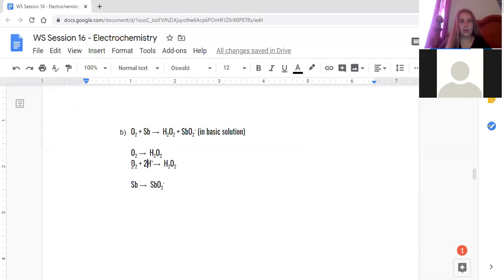But then we look at this and we have to make sure our charge is equal because all of our elements are equal. So we have overall charge of positive 2 here because we have 0 plus 2 positive 1. So positive 2 here and 0 here. So we're going to have to add electrons to this side to decrease its charge to match the other side. So we're going to have plus 2 electrons.